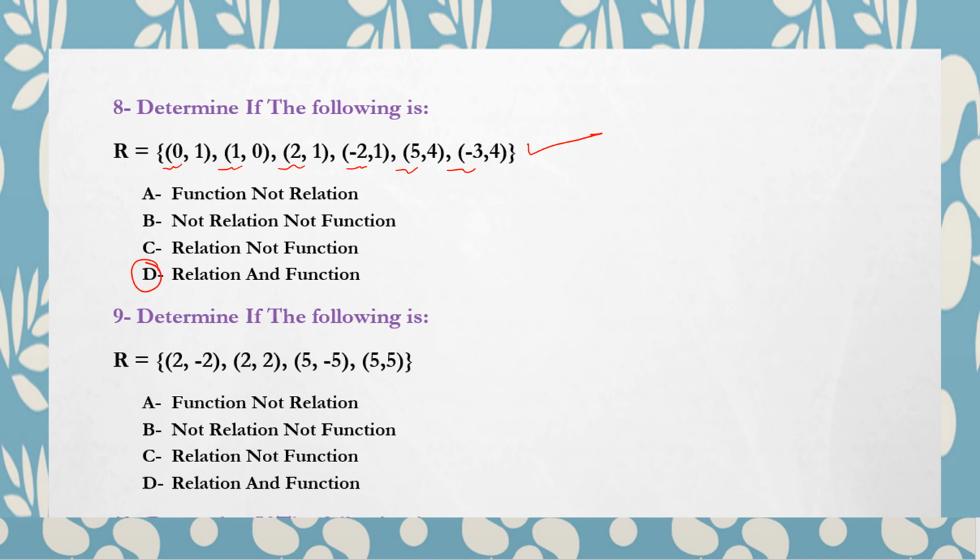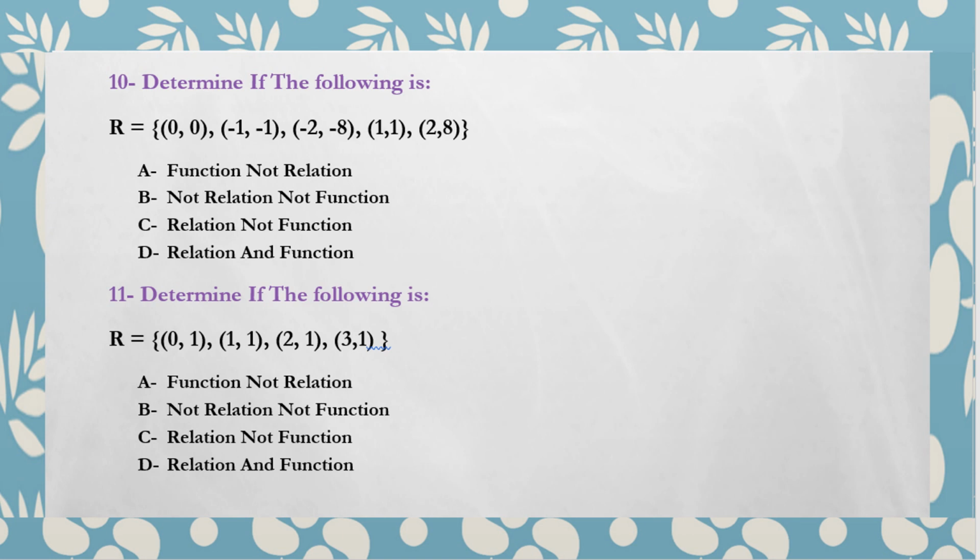Determine if the following is a relation and function or not. This is a relation, and by going to the first component of the pairs, we can see that the element 2 in the domain corresponds to two values in the range, which are -2 and 2, and 5 corresponds to two elements in the range, which are -5 and 5. So this is a relation but not a function, and the correct answer is C.